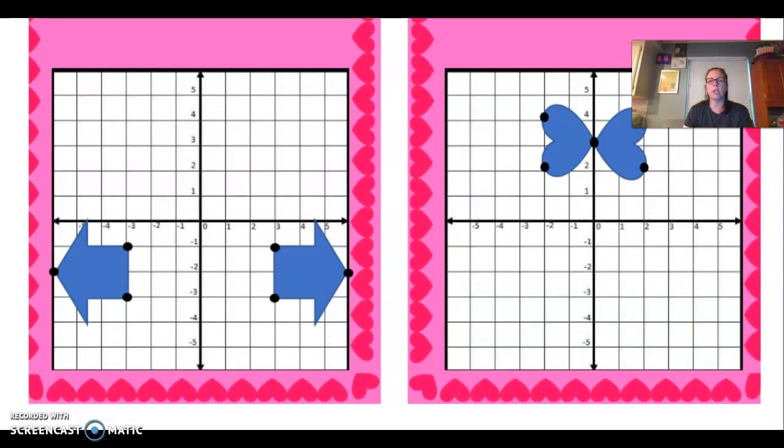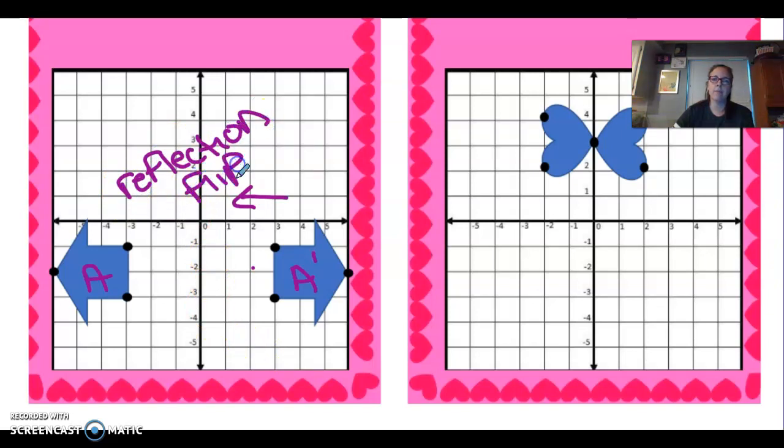Okay, so here, these are good ones. Let's say this is our pre-image and this is our new image. So it went from here to here. If we would have slid this over, the arrow would still be pointing to the left. So we took this and it flipped all the way over. If it had rotated, the arrow would be pointing down. So this is called a reflection or a flip.